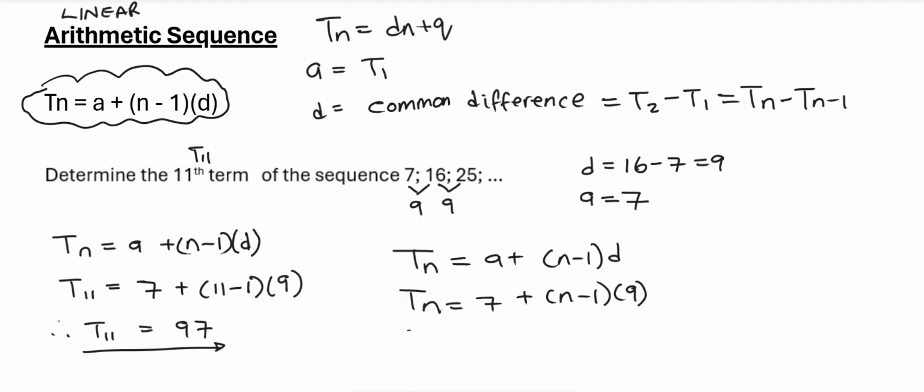And therefore we get Tn as 9n, and then we know that the value of q is going to be equal to 7 minus 9, which gives us a negative 2, guys. So this is 7 minus 9, which gives us a negative 2, and this would be the general term for this.